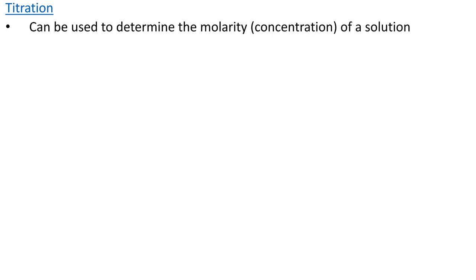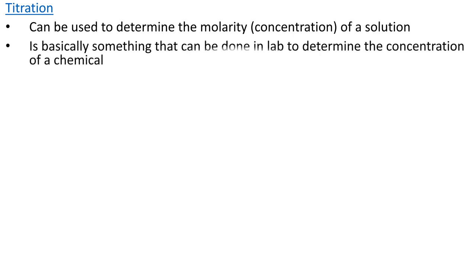All right, the final thing is titration, which in chemistry is used to figure out the concentration of an unknown chemical. Basically something you could do in lab to figure out the concentration of anything. And there are different types. There's acid-base titration, there's redox titration. We're just going to talk about acid-base for now.